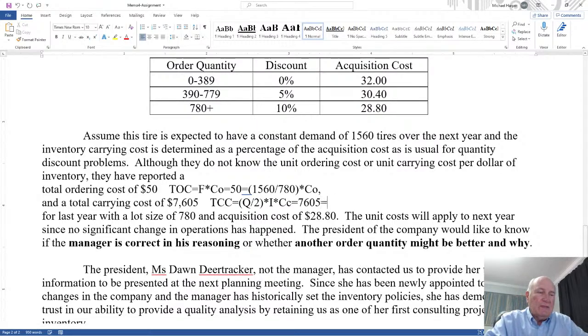Okay, well, we have the total carrying cost, 7605. That equals a lot size Q, which is 780, divided by 2, times I, that's what we want, times C. Oh, sorry, I times C, where again, C is 780. Okay, and there it is. So now that we have this, we have the unit ordering cost and the unit carrying cost.